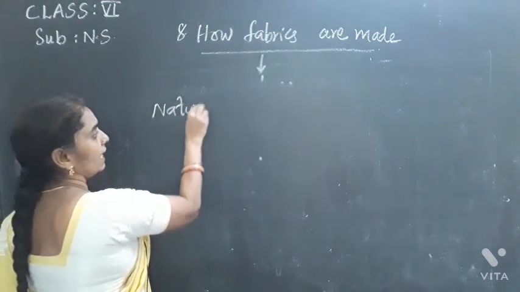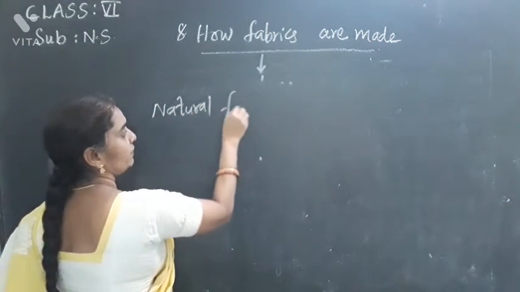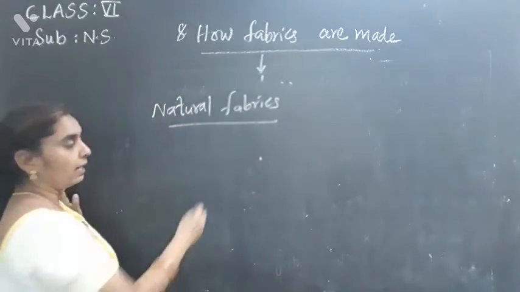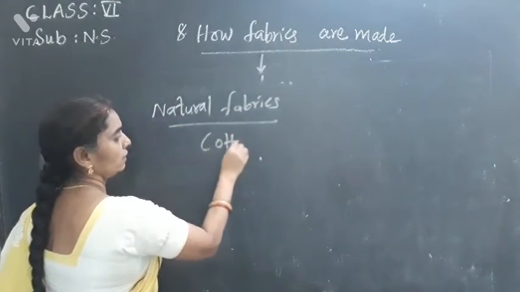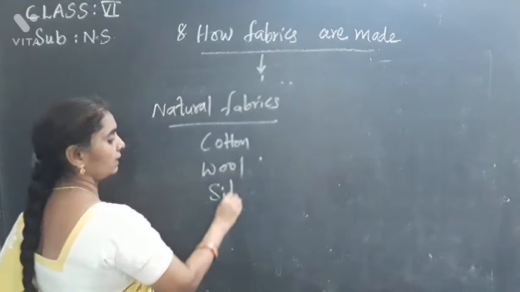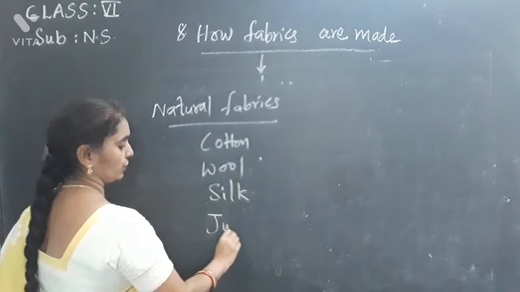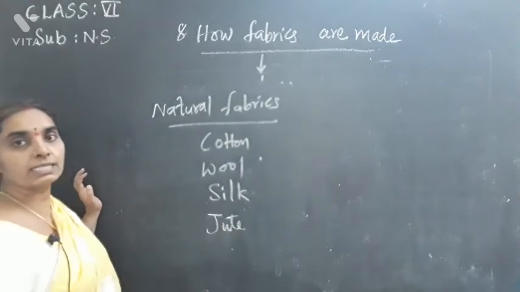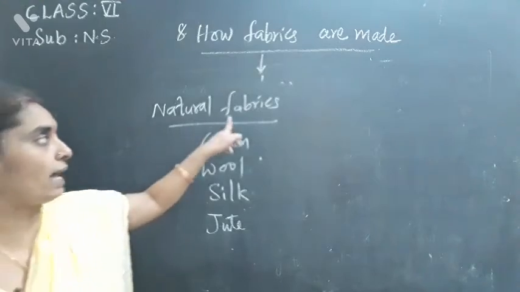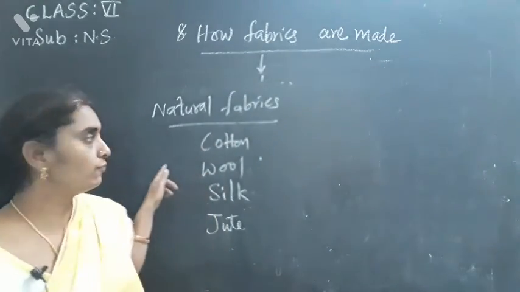They are the fibers that are obtained from plants and animals. These are cotton, wool, silk and jute. These are natural fibers. So you get natural fabrics from natural fibers.